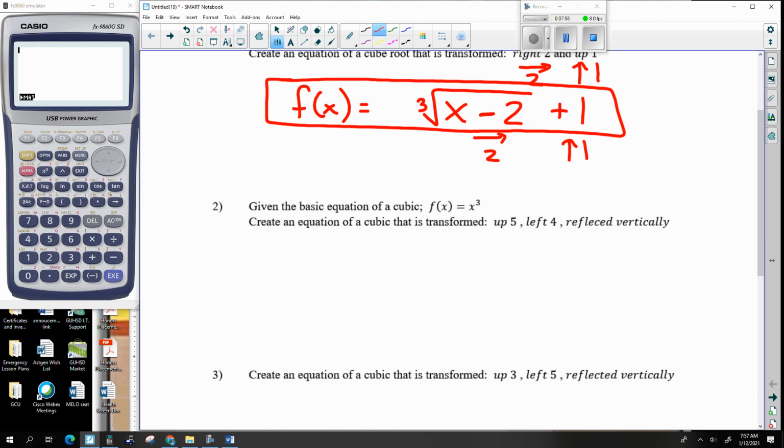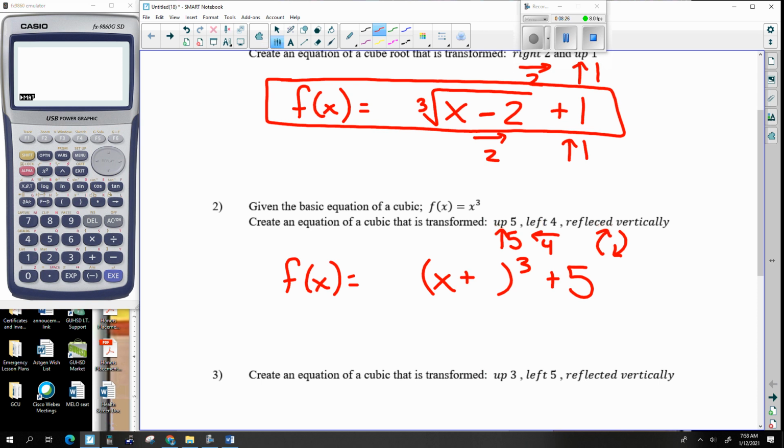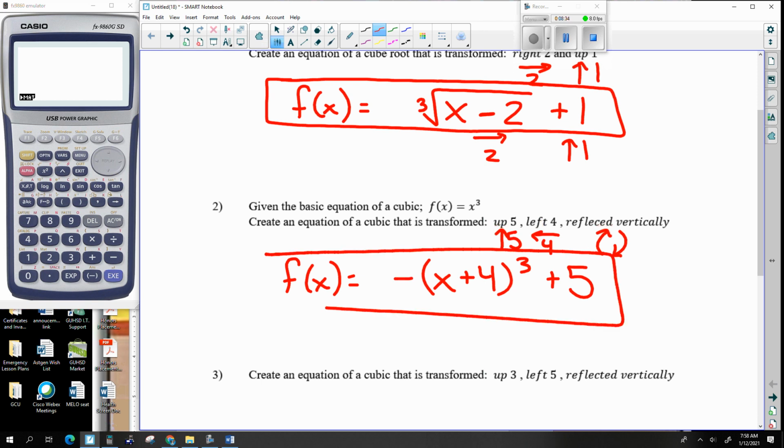Okay, here we have a cubic, which is an x to the third, and we want to go up 5, left 4, and then reflect vertically. Here we go. So f of x to the third. Okay, up 5. That's an outside, that's a y, so it is up 5. Left, you'd think it's a minus, but because the x is lie, that's a plus 4. And then reflected vertically is an outside negative. And that's all she wrote.